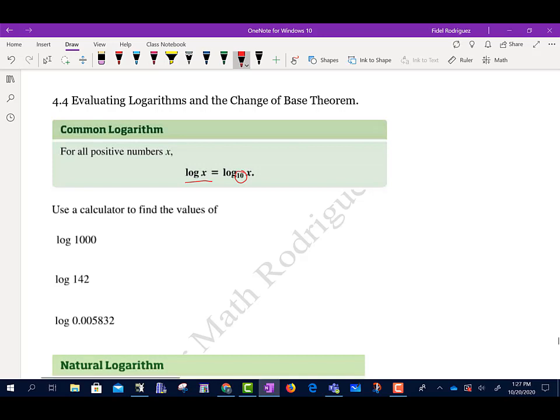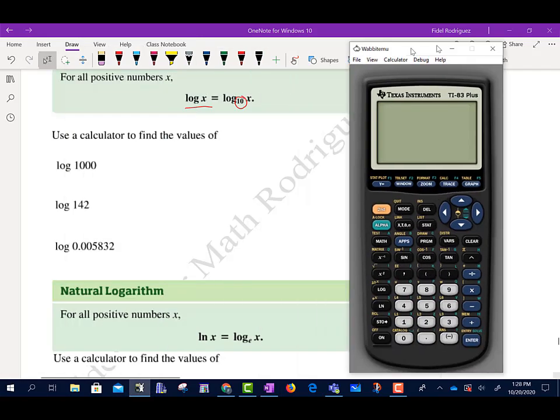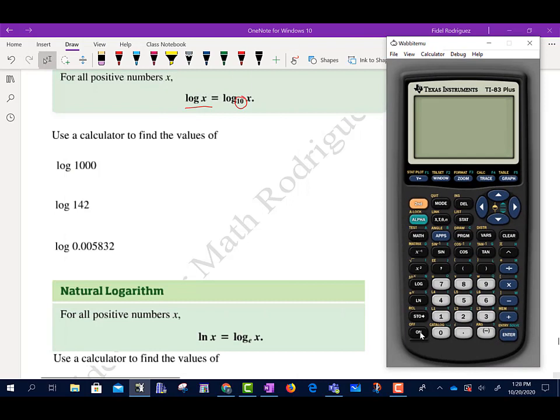It says use the calculator to find the values of, and we have some problems here. Let me get my calculator, and I'm just going to move it over to the side. Turn it on. Let's clear all this. Okay, we want to find the log of 1,000. On my calculator, there should be a log button right here, and I'm going to enter in the number 1,000. Then we're going to check our answer and see what it is. So we're coming up with 3.